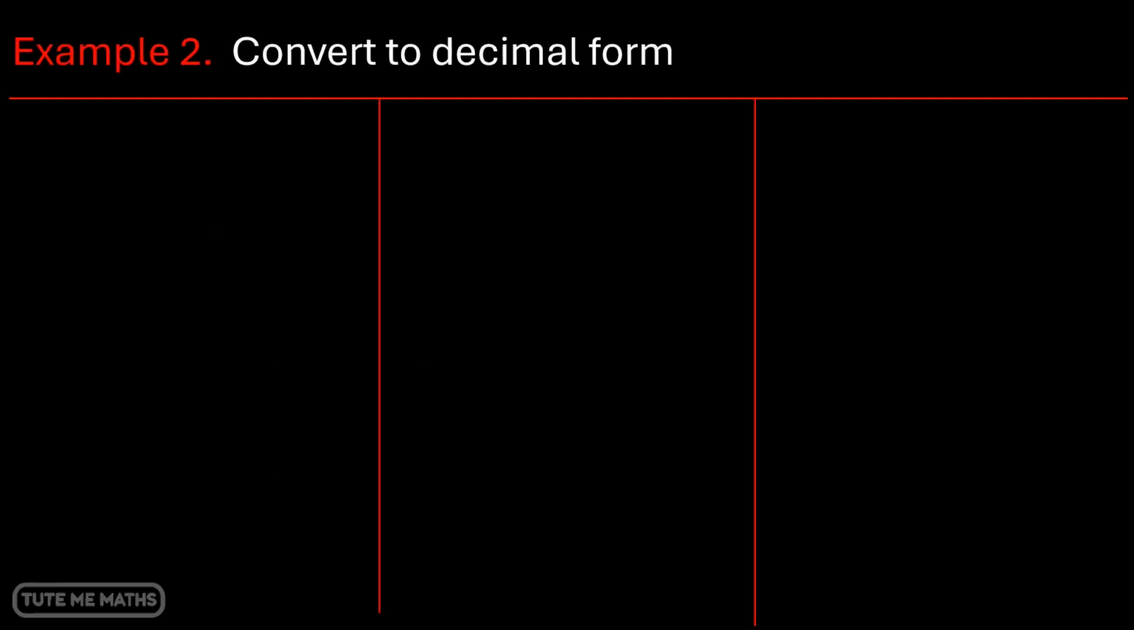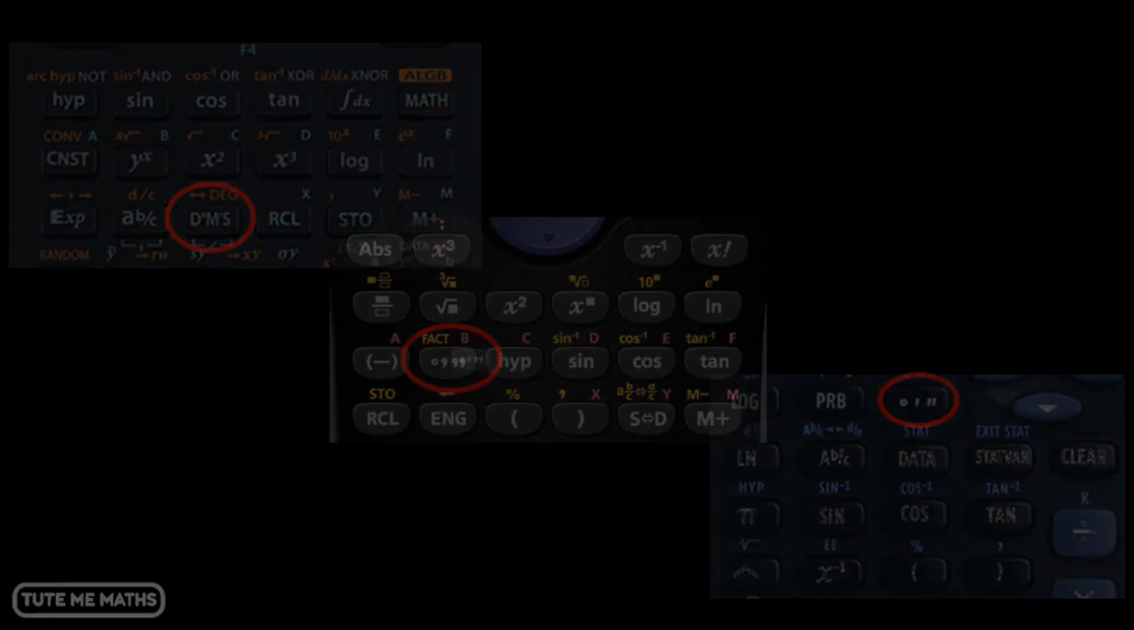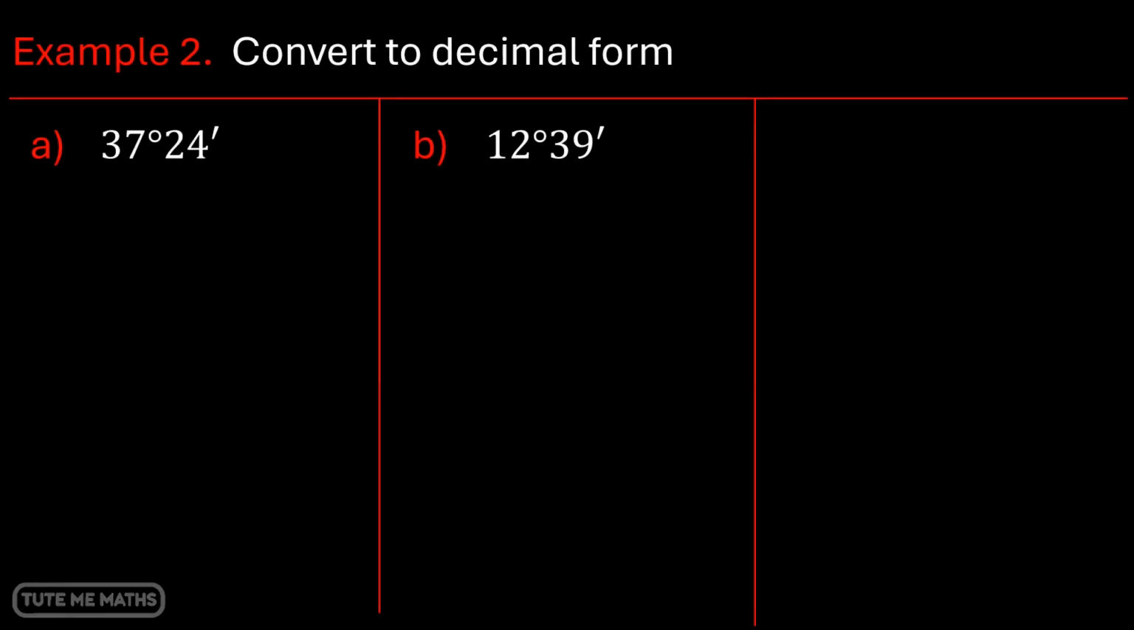The aim in this video is not only to help you develop these techniques, but also to help you better understand what the degrees, minutes, seconds button is actually doing when you use it. Back to our examples. In example 2, we are doing the opposite, changing from degrees, minutes and seconds into decimal form. Part A is easy if you recognize that 24 minutes is 4 lots of 6 minutes, so it's 4 lots of 0.1 degrees. We have 37 degrees, 24 minutes must be equal to 37.4 degrees.